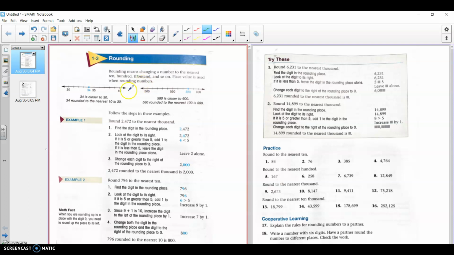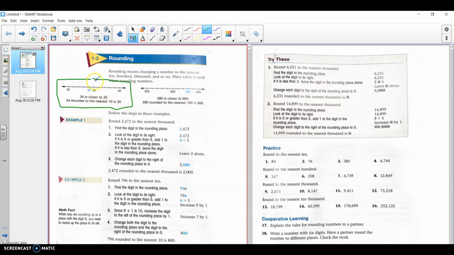Okay, so some students can visualize using the number line. So let's just take a look at this that I boxed in right here really quick. 34 is closer to 30. So 34 rounded to the nearest 10 is 30.